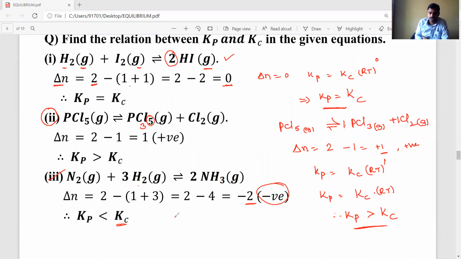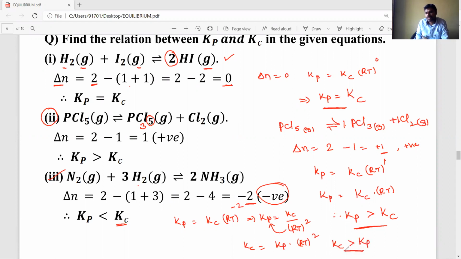So for this, just write Kp is equal to Kc into RT whole to the power of minus 2. RT whole to the power of minus 2 means Kp is equal to Kc by RT whole square. The denominator going to the left side, Kc is equal to Kp into RT whole square. That's why Kc is larger than Kp.